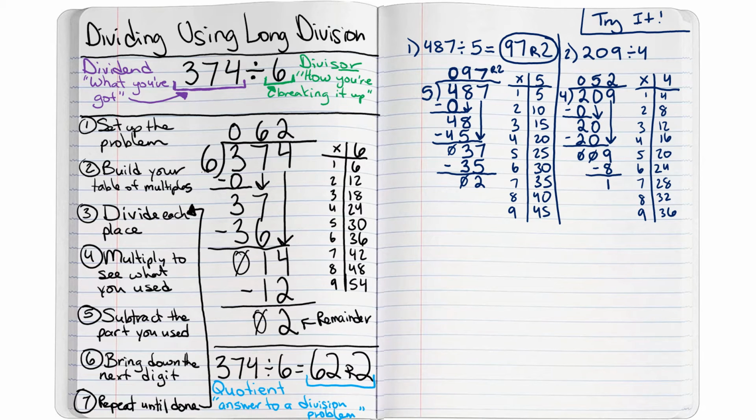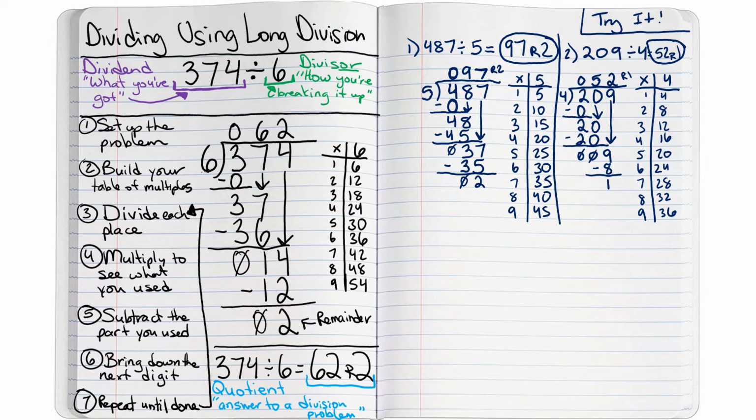And bring it down. Oh, there's nothing else to bring down. That means that 1 is my remainder. So 209 divided by 4 equals 52, remainder 1. And then I'm going to circle that to show it's my answer.